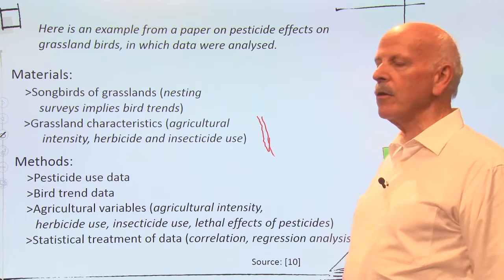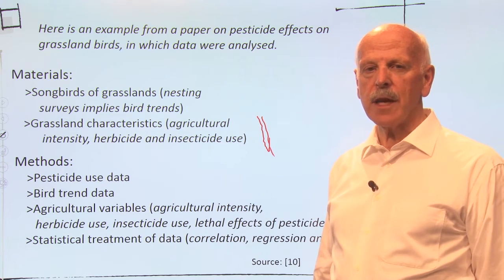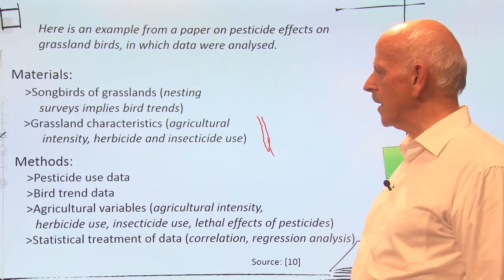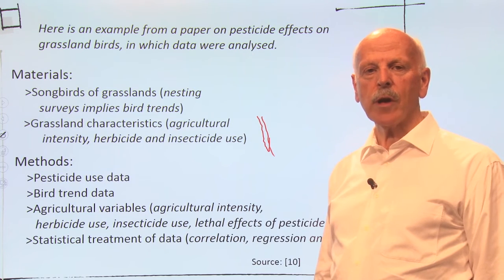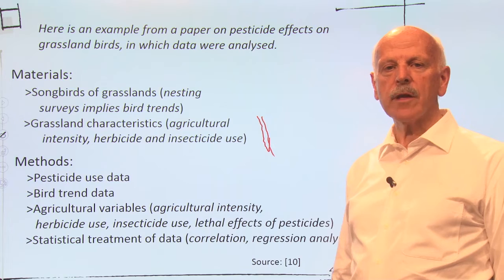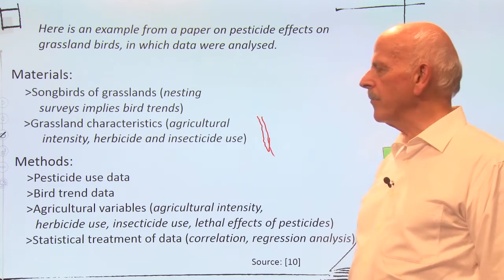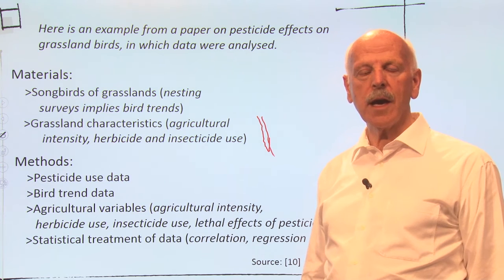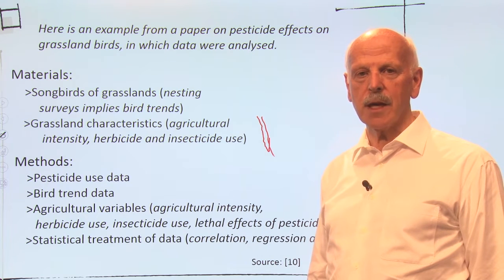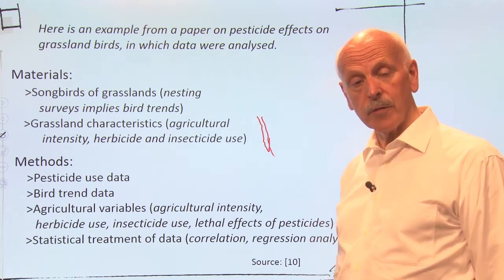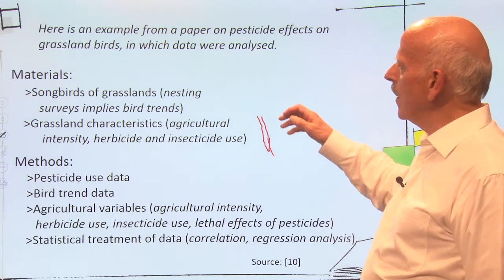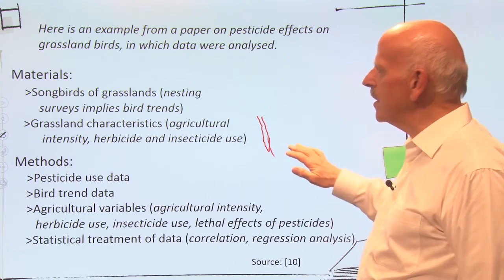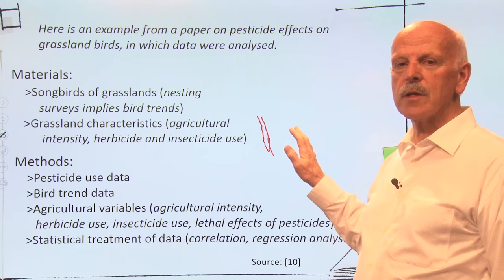There was agricultural activity, so they measured intensity of agricultural activity. How much farming was going on around the areas where the nesting birds were found. How much herbicides and other kinds of pesticides like insecticides were used, and what was the influence of those. So this is a slightly different way of looking at materials.